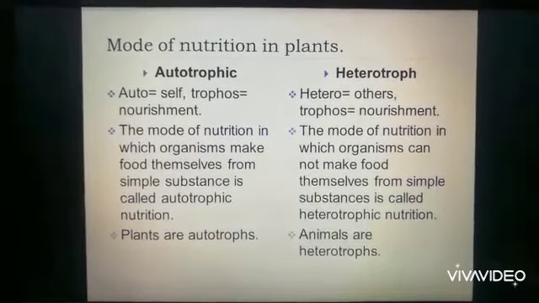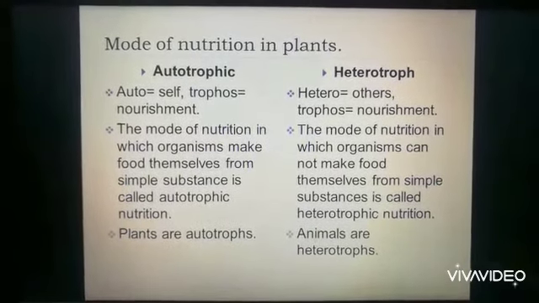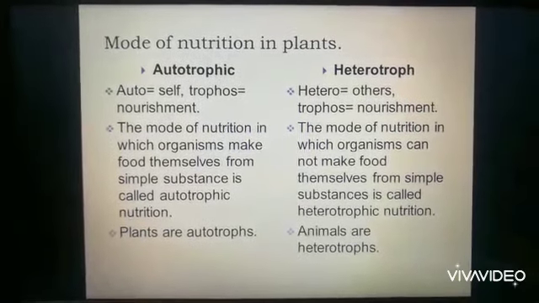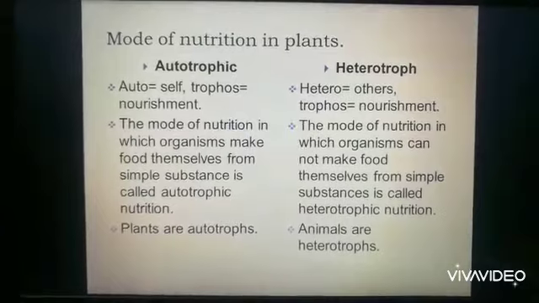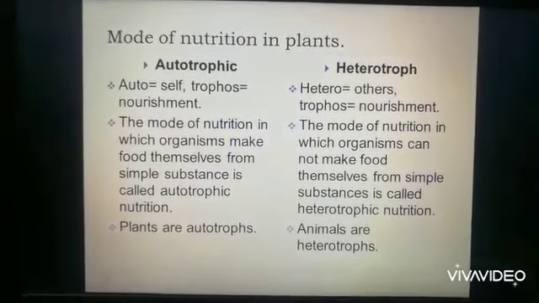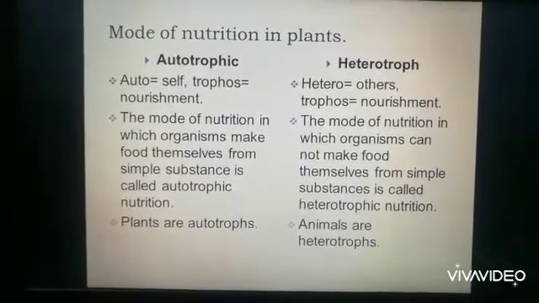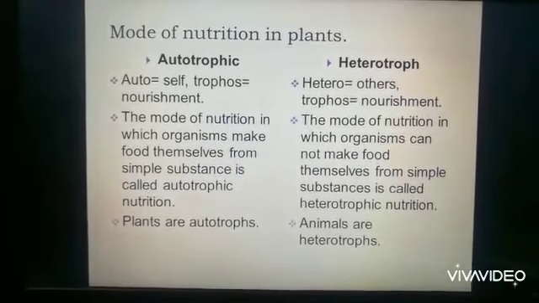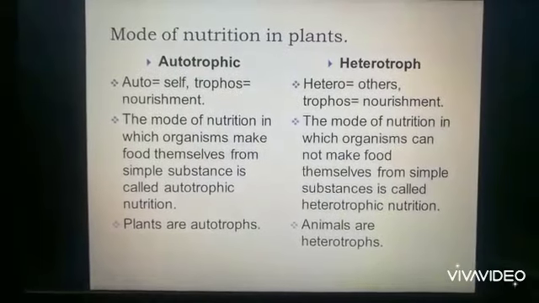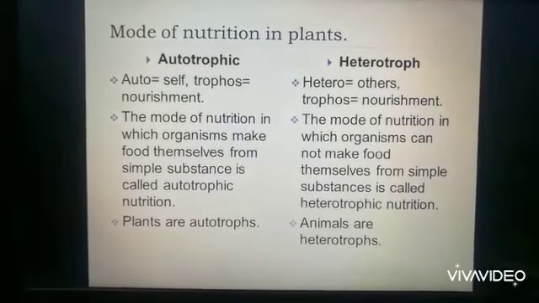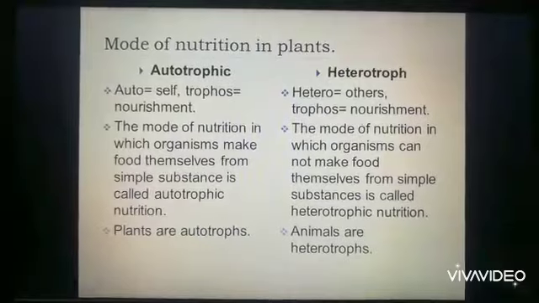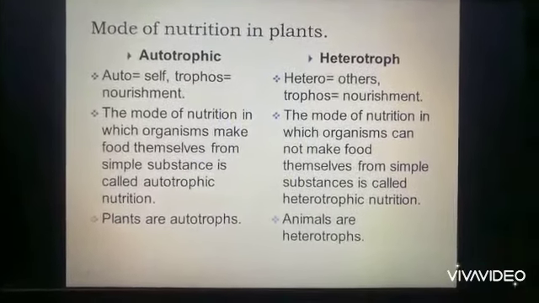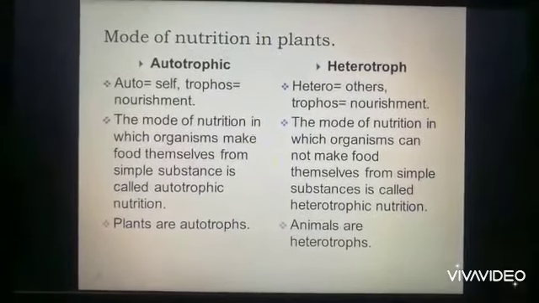First I will explain you autotrophic. The word autotrophic is divided into two words. First, auto, it means self, and trophs, it means nourishment. Self-nourishment. The mode of nutrition in which organisms make food themselves from simple substances is called autotrophic nutrition. It means that the organisms who can make their food by themselves, that is called as autotrophic.